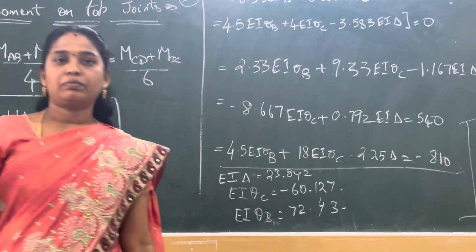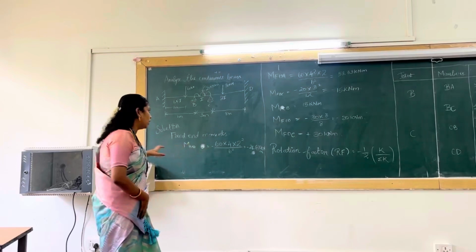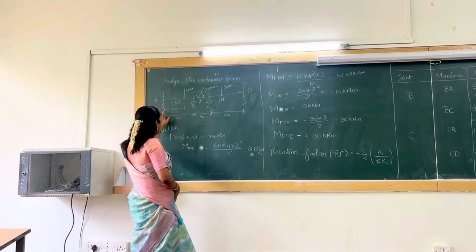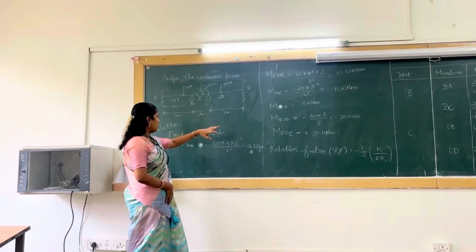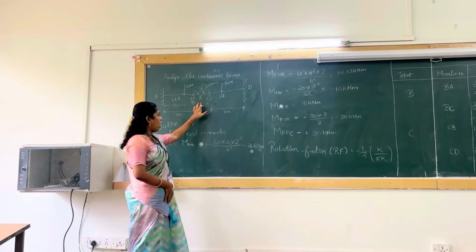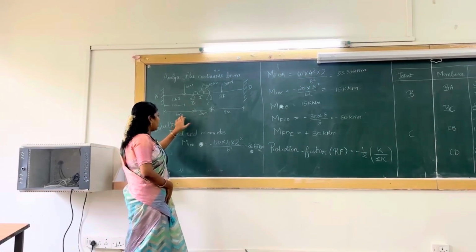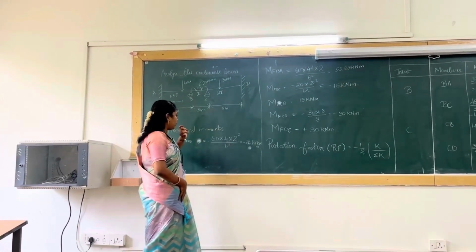Analysis of continuous beam using the moment distribution method. So this is the given problem. This is a span A, B, C, D. It has varying I value 1.5 I and then 2I. So here the spans are 6 meter, 3 meter and then 8 meter.